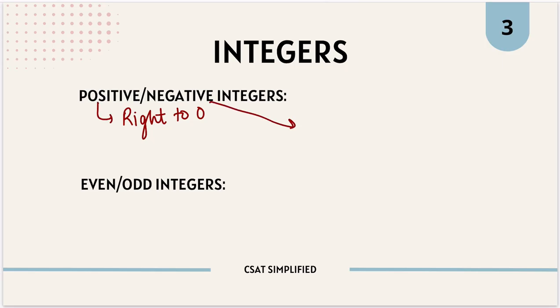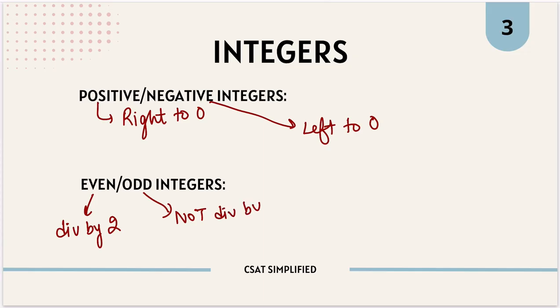What are negative integers? These are the numbers to the left of 0. Now, moving on. What are odd integers and even integers? I hope you remember from your basic mathematics classes in class 6, 7, 8 what even and odd numbers are. Even numbers are numbers which are divisible by 2. Odd numbers are not divisible by 2. That's all you need to know.